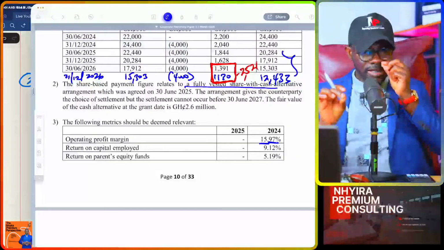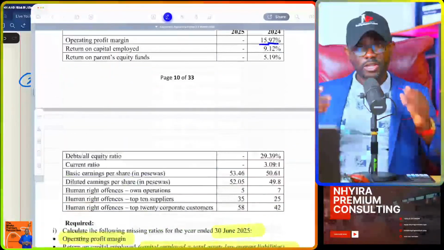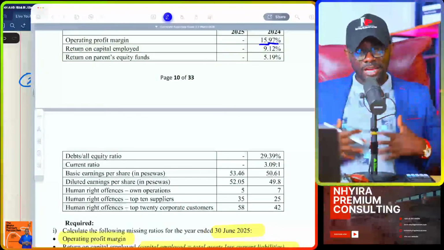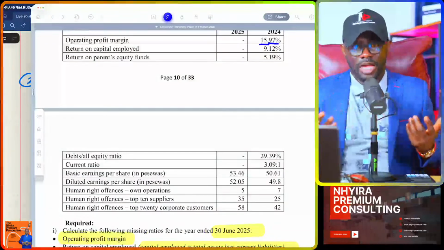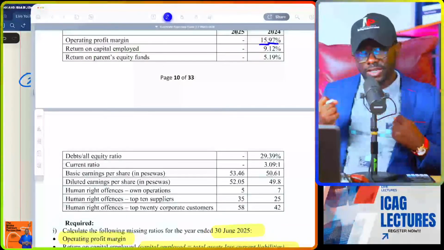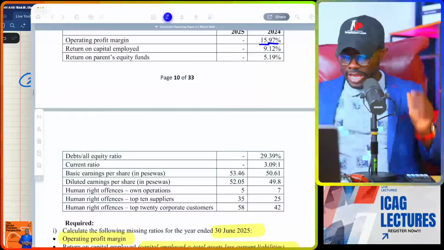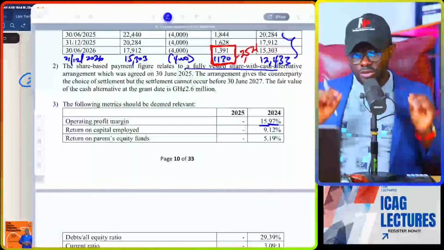So this is a share with cash alternative arrangement. Under IFRS 2, this is where the third party has an option to either take cash or take equity shares. Do you get the idea? Take cash or take equity shares. And so what do we do here?